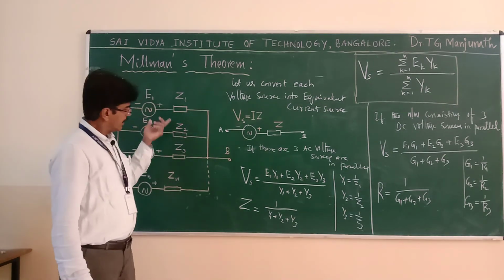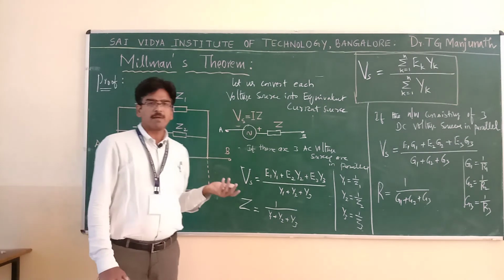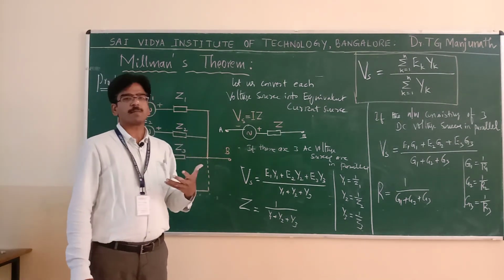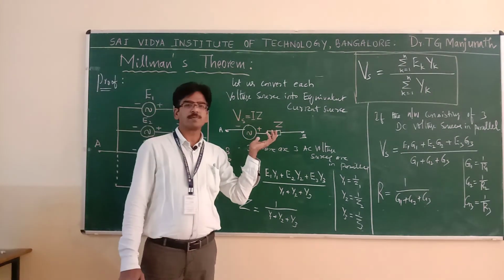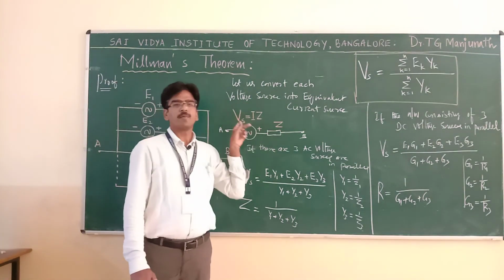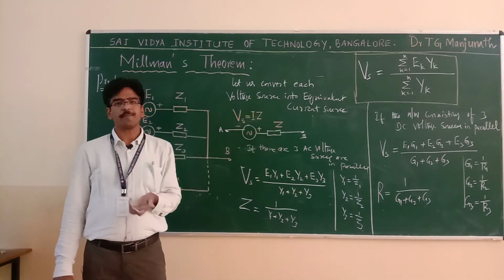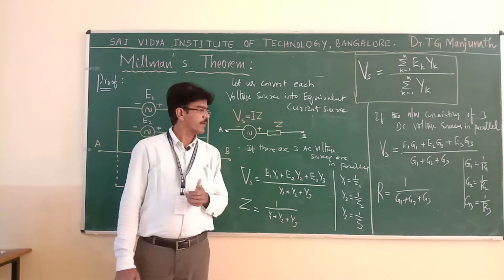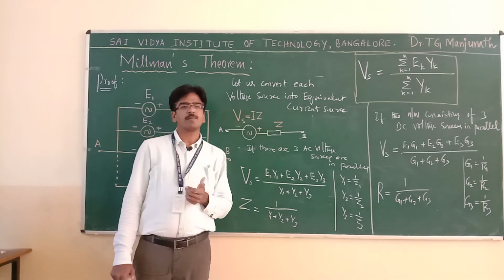Then a load will be given, and immediately you convert the n number of voltage sources given in the problem into a single voltage source in series with the impedance. Then connect the load and find the current using Ohm's law. That is all. It is so simple, definitely you can follow this theorem very easily.